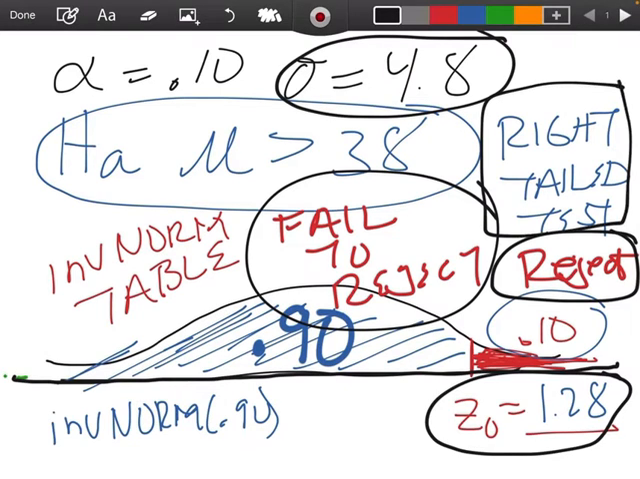So I want you to notice something. I didn't use this number here, but I had to have that in order for me to use the inverse norm. Okay, so we just did this for a right-tailed test.